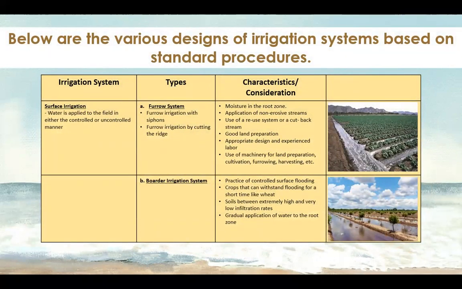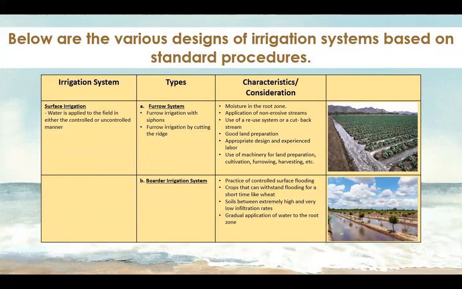Below are the various designs of irrigation systems based on the standard procedures. So we have the surface irrigation. When you say surface irrigation, water is applied to the field in either a controlled or uncontrolled manner. The types of surface irrigation are as follows. We have the first one, the furrow system, and the border irrigation system.